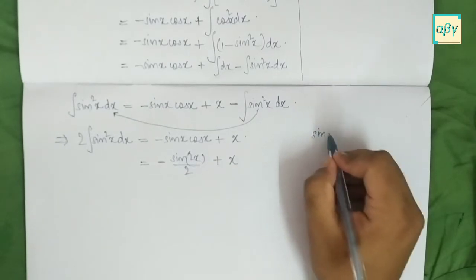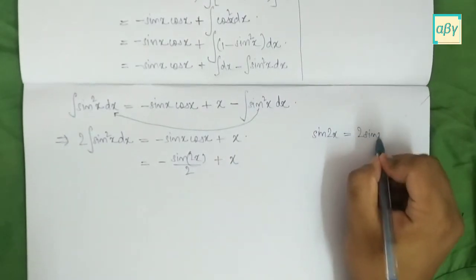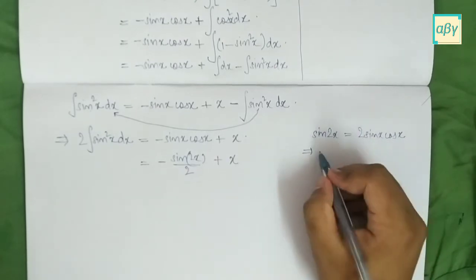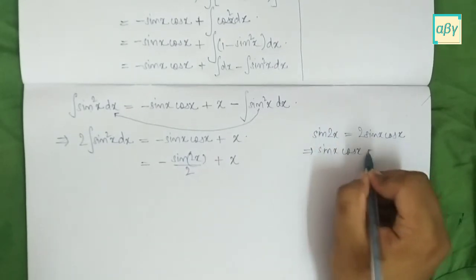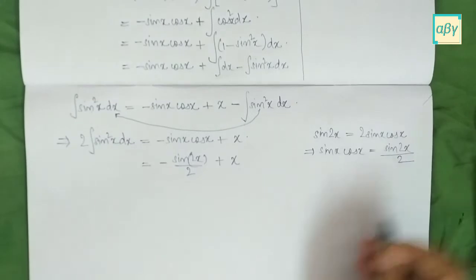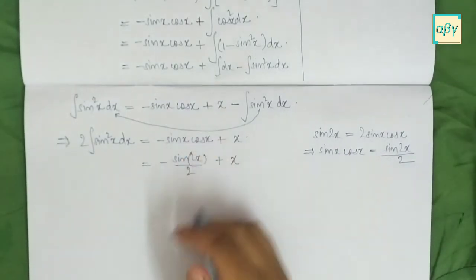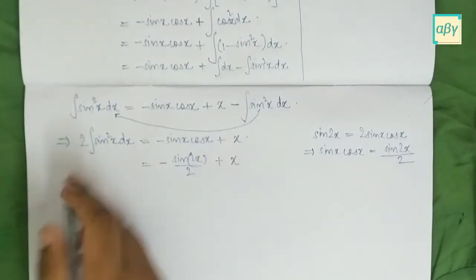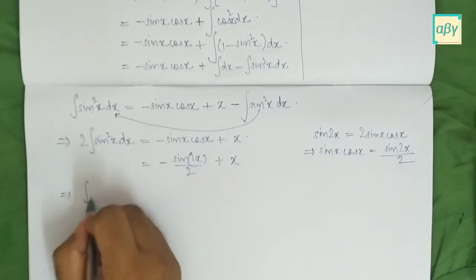Because I remember sine of twice x is equal to 2 sine of x cosine of x. So this implies sine of x cosine of x is equal to sine of twice x by 2. So I could write this in place of sine x cosine of x. So let me bring this 2 on the right hand side.